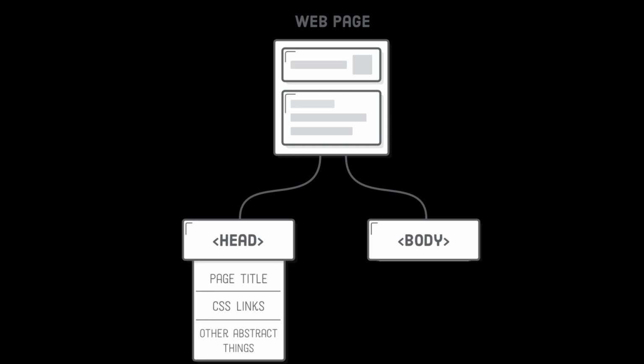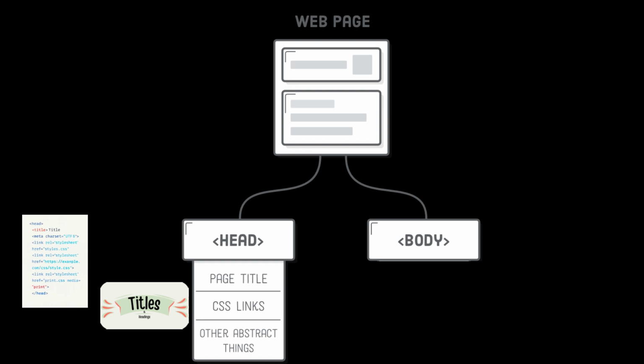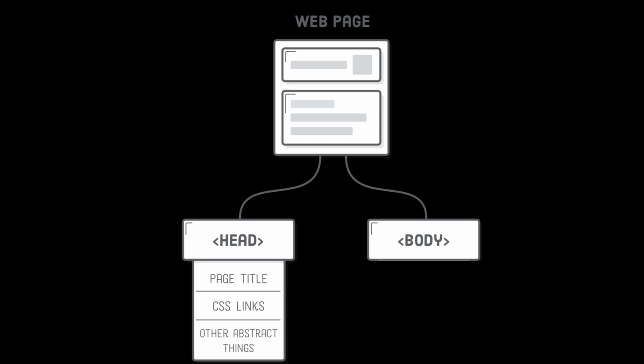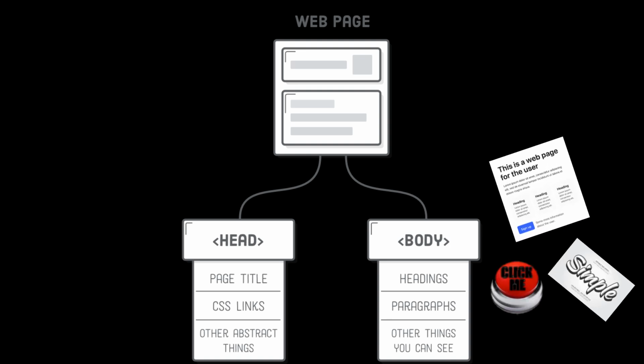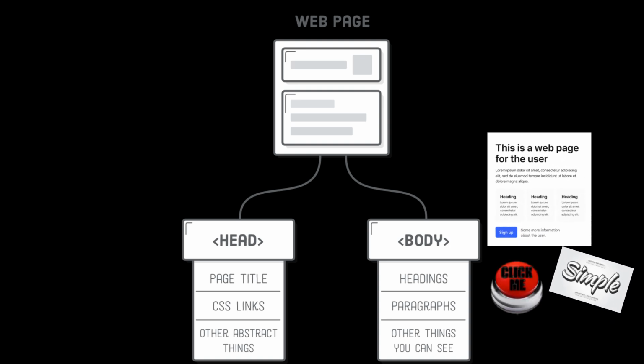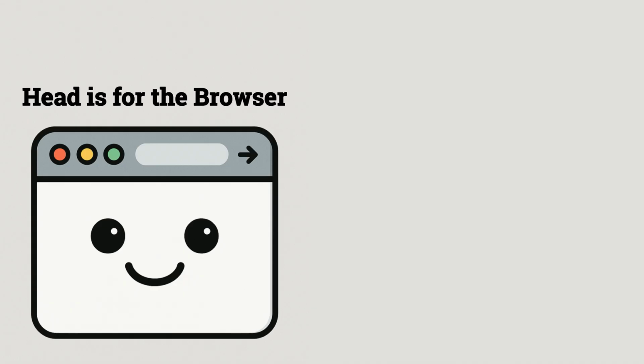The head section contains information about the page, like the title, character encoding, links to CSS files, or metadata. This part doesn't show up on the web page itself. The body section contains everything visible on the screen: your text, images, buttons, headings, and more. In short, head is for the browser, body is for the user.